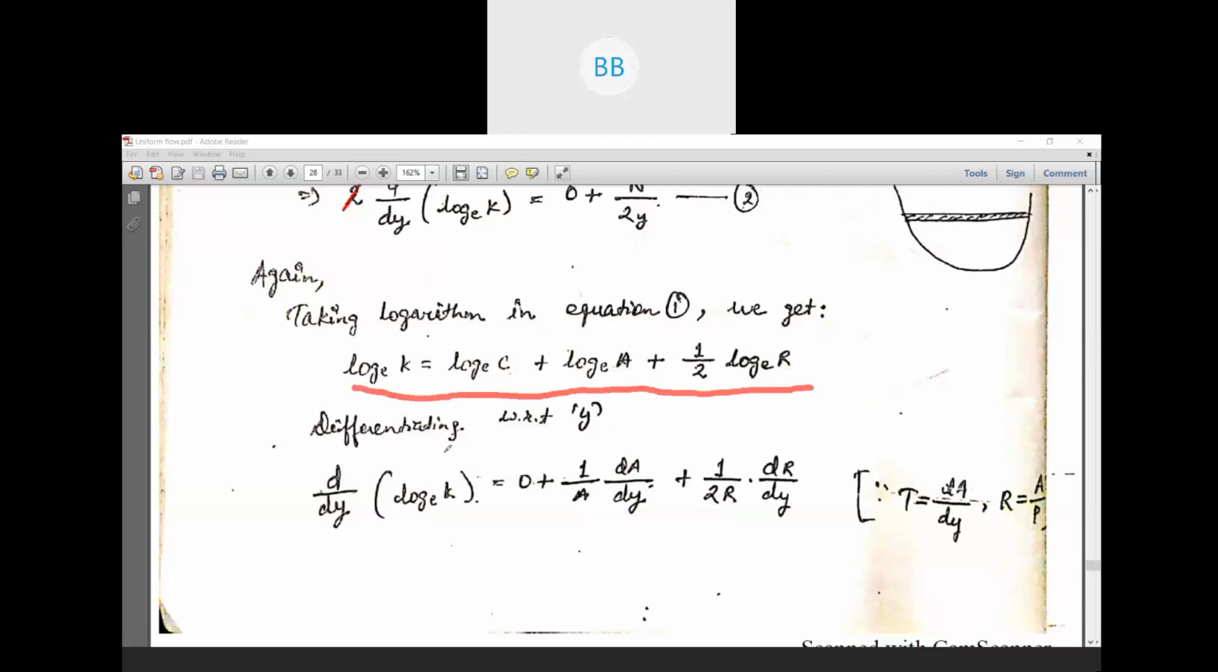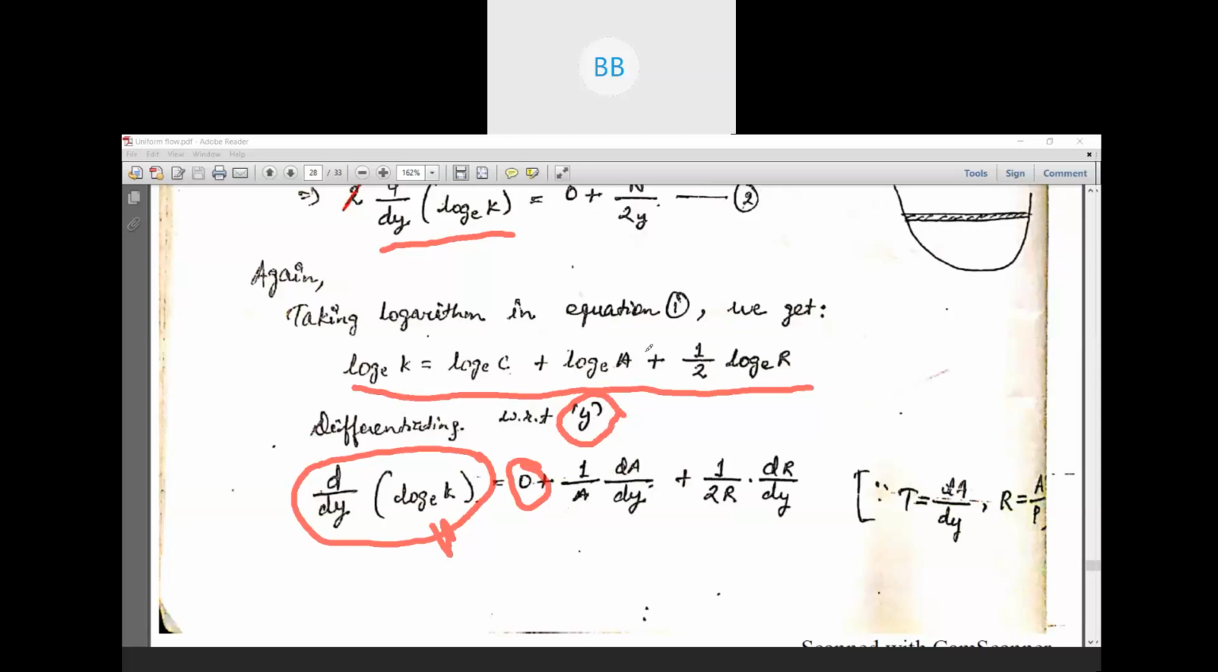This is your log. Then again you have to take differentiation with respect to Y. See, in the left hand side we are getting again dy by dy of log K. You can see in equation number 2 also. Then differentiation of this is again, C is constant, so it will be 0. Here area: definitely differentiation of log A is 1 by A, but A is not Y. Again, A is a function of Y, so that is why we have to differentiate that A again with respect to Y.